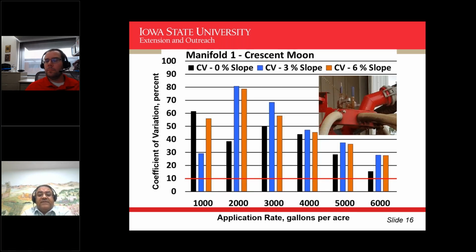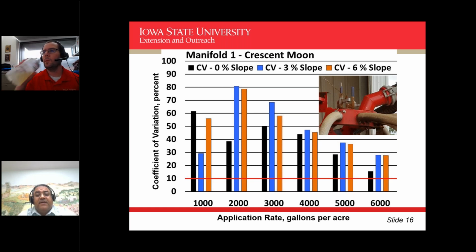So the first one we tested, this is in a crescent moon shape. The manure actually comes into this manifold on the top from the side, and the outlet, there are 7 outlets on a crescent moon shape. And in this particular case, as we tested it at higher application rates, we had lower variability. But then as we reduced the application rate down towards 2,000 or 1,000 gallons per acre, our variability in this setup went up.